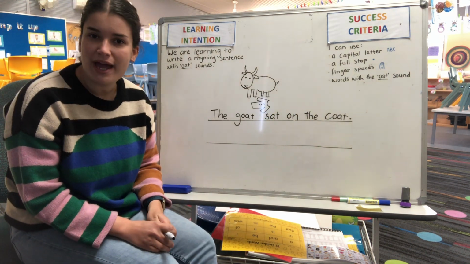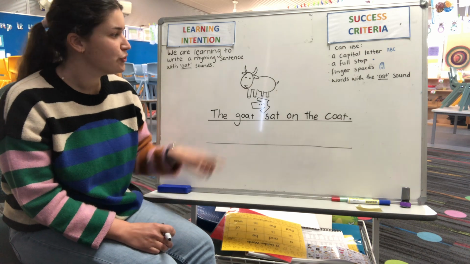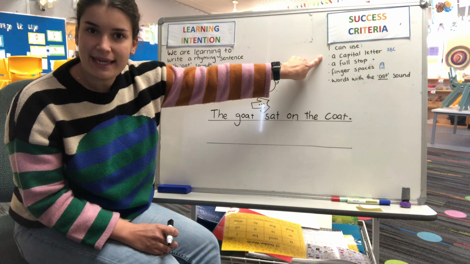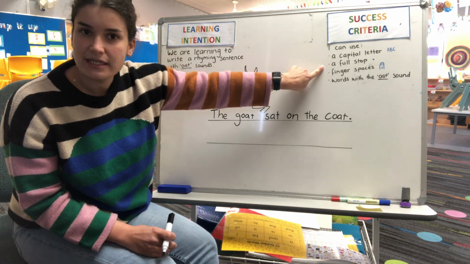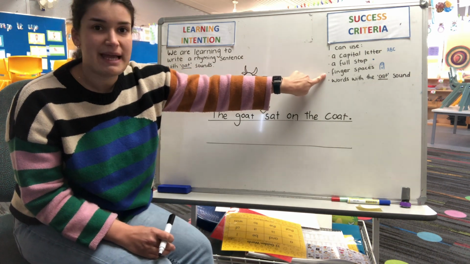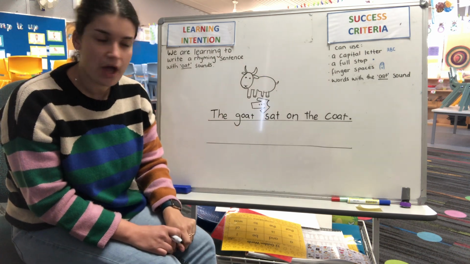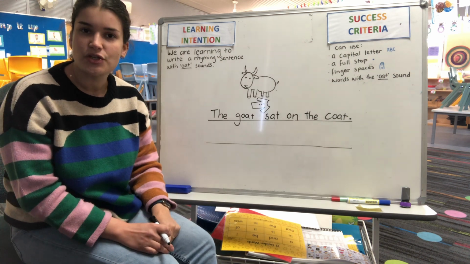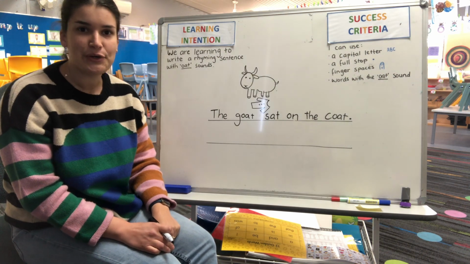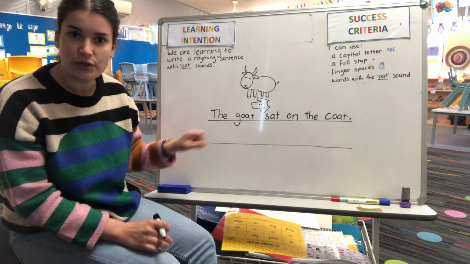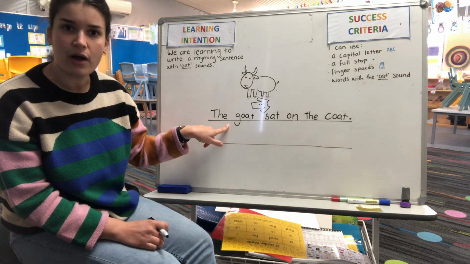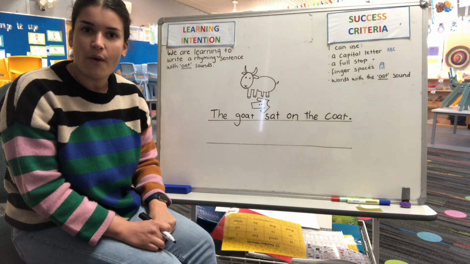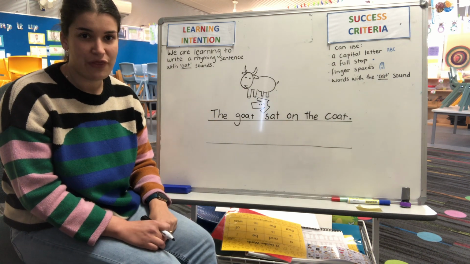Do you think you could write a rhyming sentence? Make sure you draw your picture first and use a capital letter at the beginning, a full stop at the end of your sentence, finger spaces in between all of your words, and words with the oat sound at the end so that they rhyme. You could add a bit more description to your sentence. You could tell me what colour the goat was, or how big the coat was, or any other describing words that you can think of.